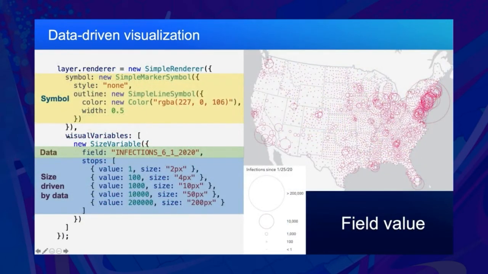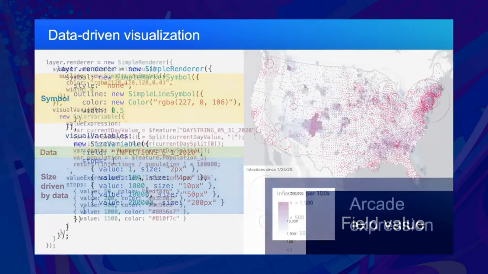Then you can override one of those symbol properties using the visual variables. So in this case, I want to change the size based on the total number. So if I have a field in my data called infections, I can reference that in my size variable, and then I can set up a series of stops to indicate how large I want to make an icon based off of real data values. So if I have an area like New York City where there's over 200,000 cases, I'll give it a very large icon of 200 pixels, and it will scale downward based off the number of cases.